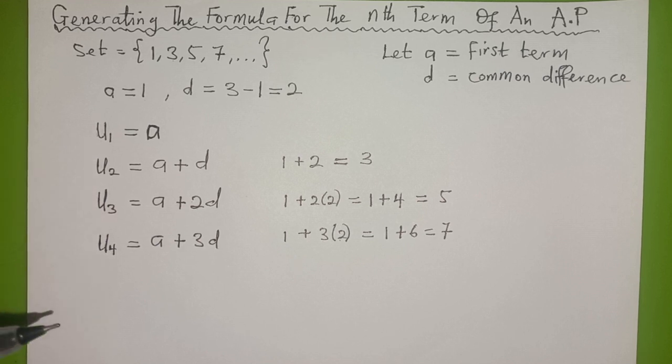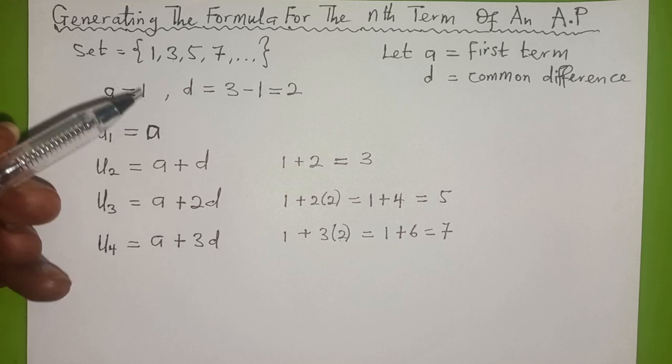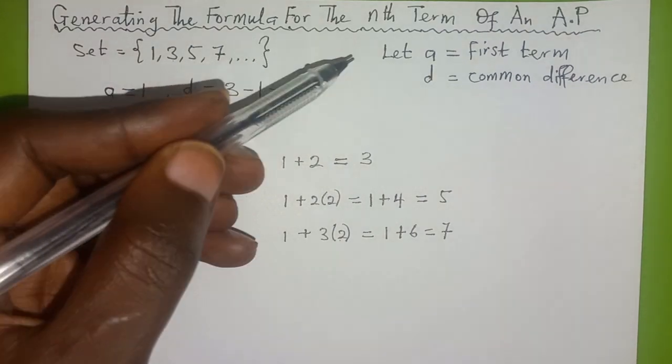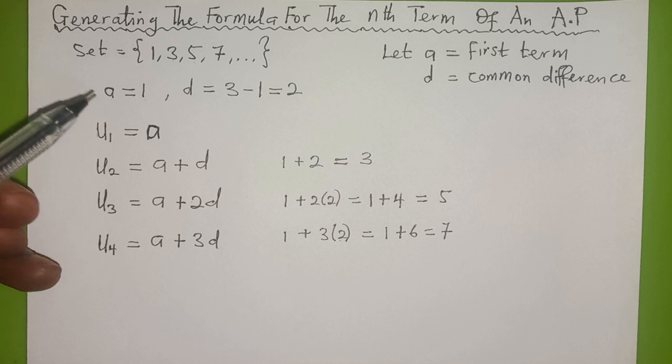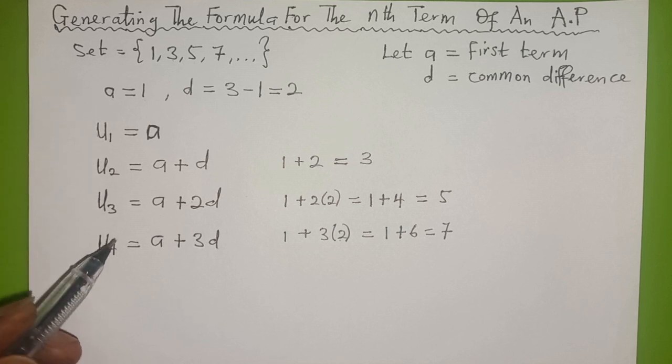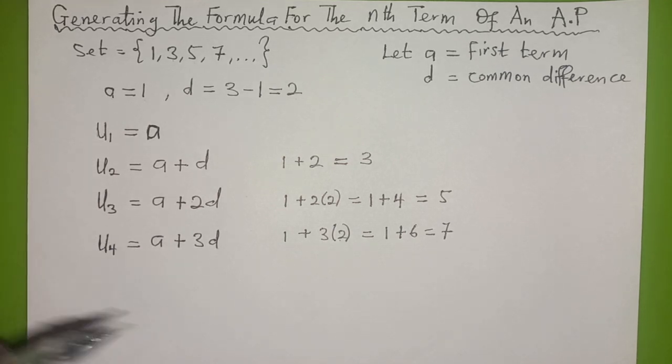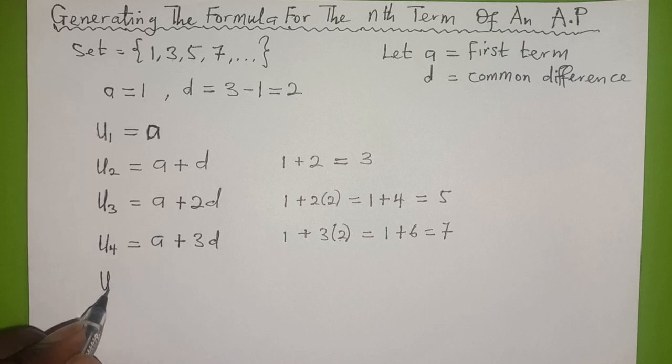But ask yourself, what if we want to find the 20th term, that is U20, or the 50th term, that is U50? Are we going to write the digits in that order? No, we should just get a formula. So we are going to represent, let's say, our U20, our U50, or our U40 by n. So this will become Un.